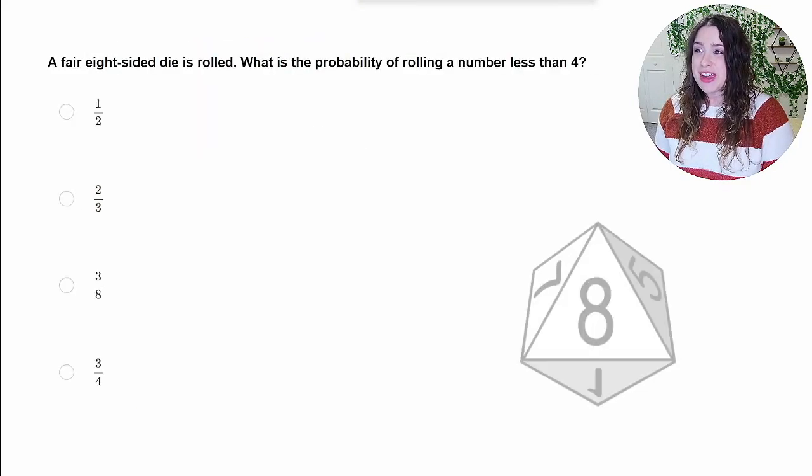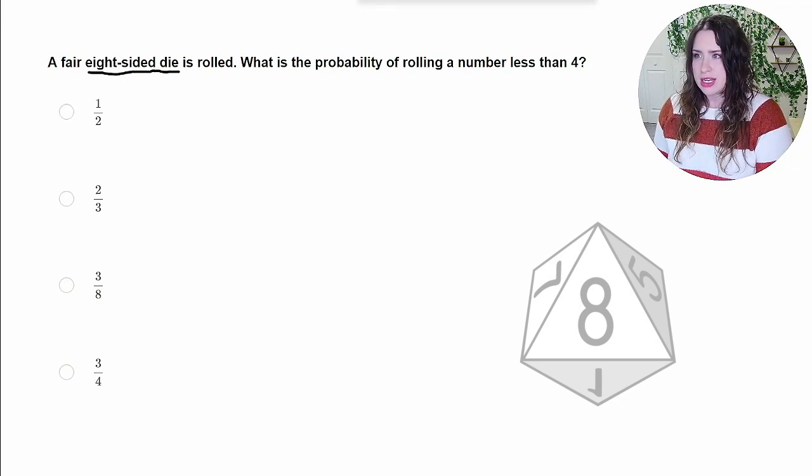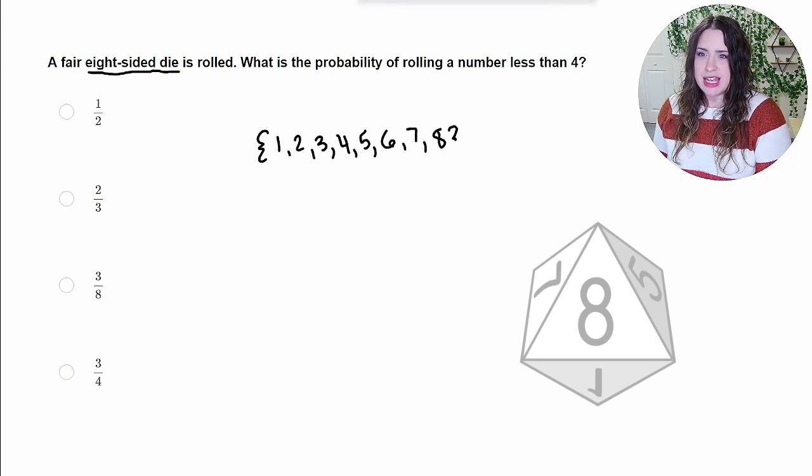This question says a fair 8-sided die is rolled. What is the probability of rolling a number less than 4? So it's important to notice that this does say an 8-sided die. Now fair just means it's not weighted. So our set of possibilities are we could roll a 1, a 2, a 3, a 4, a 5, a 6, a 7, or an 8 because it is 8-sided.